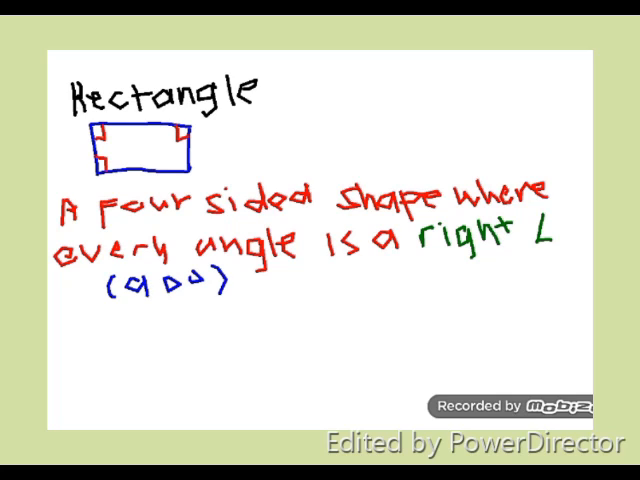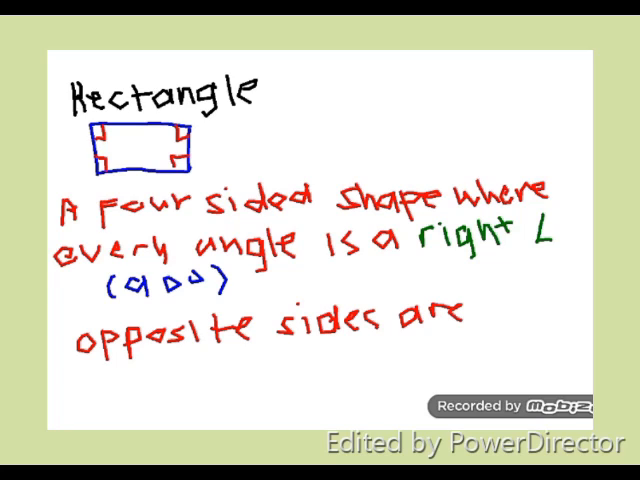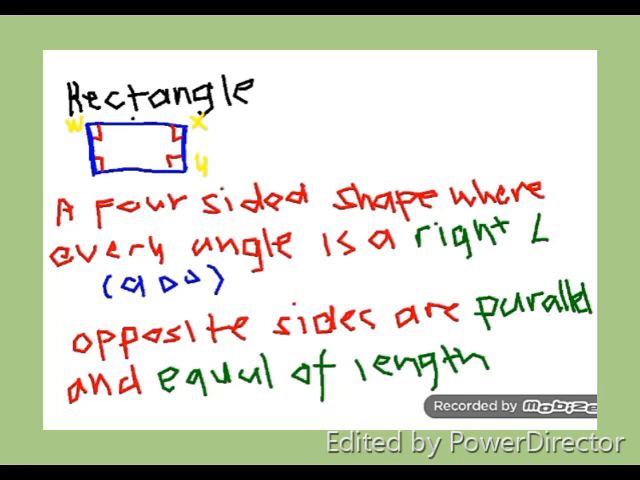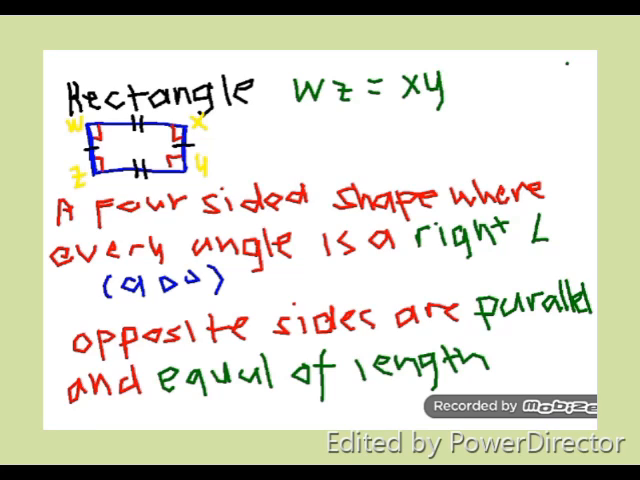Rectangle, a four-sided shape where every angle is a right angle. So, ibig sabihin, kada isang angle is equals to 90 degrees. Opposite sides are parallel and equal in length. Opposite sides: WZ is equals to XY and WX is equals to ZY. All of the angles are equal to 90 degrees.